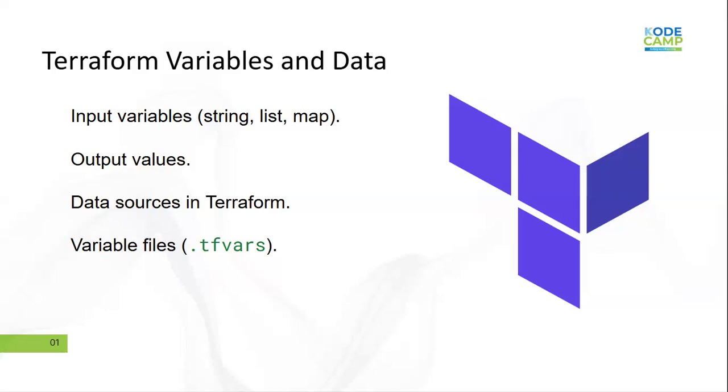Data sources are already existing resources. For example, sometimes you want to create an EC2 instance, but you don't want to create a VPC from scratch. You want to use an already created VPC, which is like the default VPC. You get it as a data source. So you now use what they call a data source definition to extract the VPC ID.